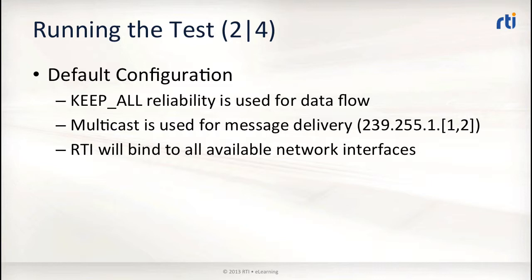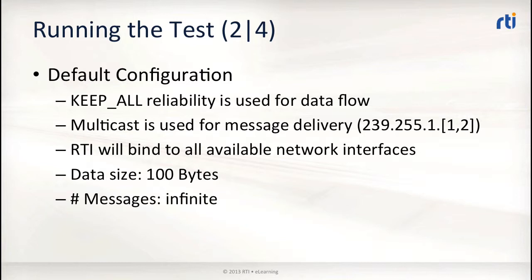All available network interfaces will be used by RTI. This has an impact on performance, as Connext will advertise each interface during discovery. This may lead to excessive packets on the wire. If you have more than one interface, it is suggested to specify a single NIC when running the test. The default data size is 100 bytes for the test. Batching is not used by default. The test is configured to run until an infinite number of messages have been sent, essentially running the test until explicitly killed by you, the user.